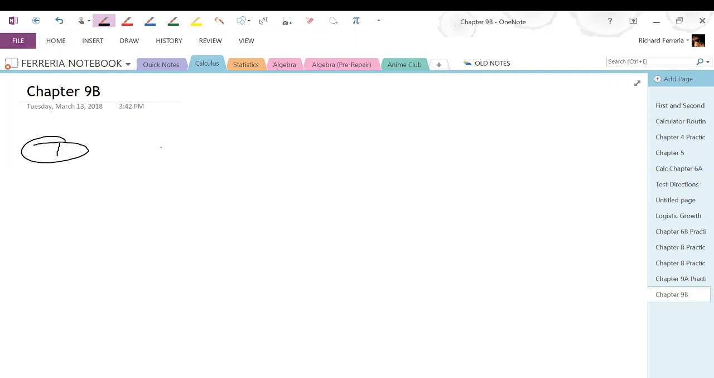Okay, so we're starting with the radius of convergence, number 1. What do we have? We have n plus 1, n plus 2, and yeah.